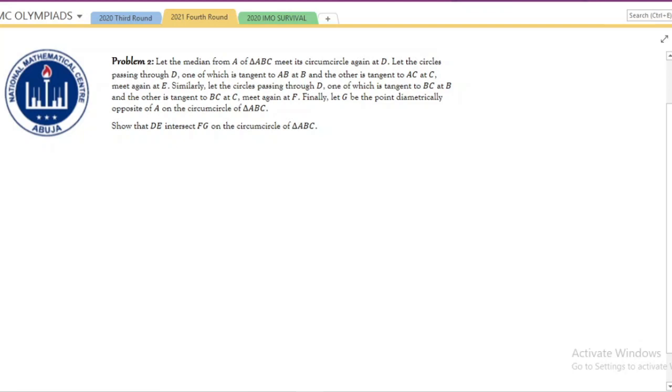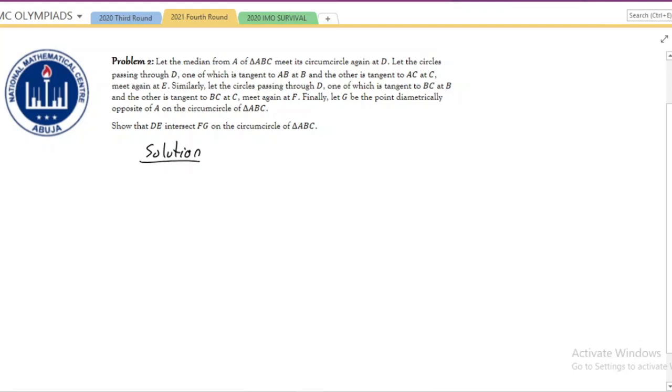So this is a geometry problem. So we're going to get a sketch first. At the end, I'm going to display the proper diagram for this using the GeoGebra app. Okay, but for now let's just do it as we would.